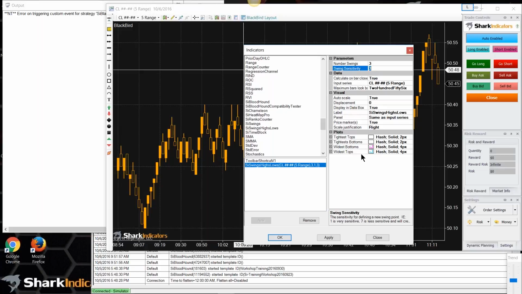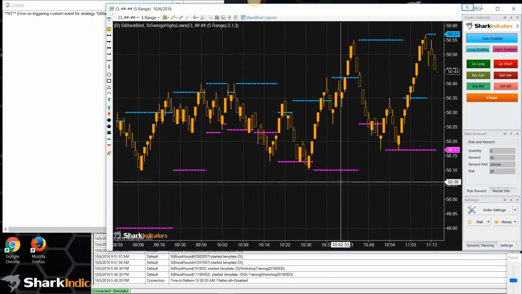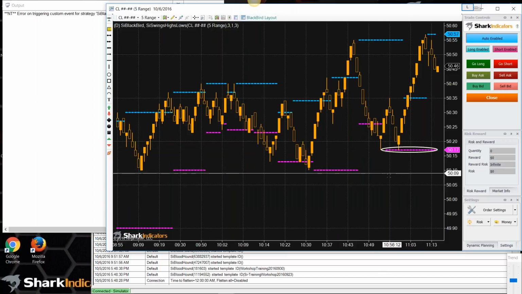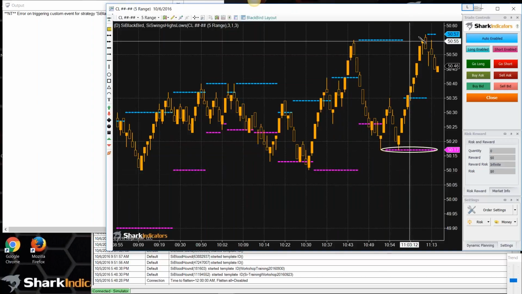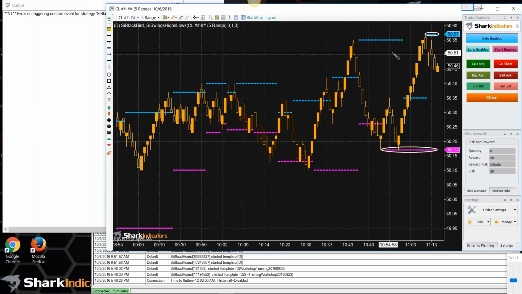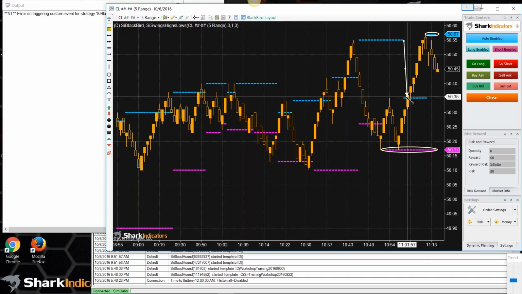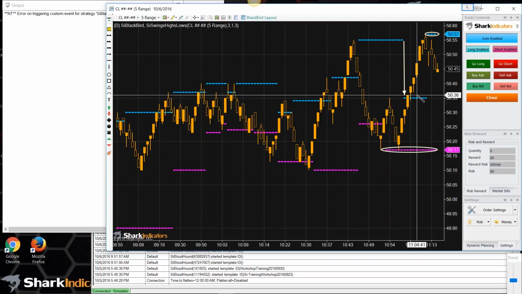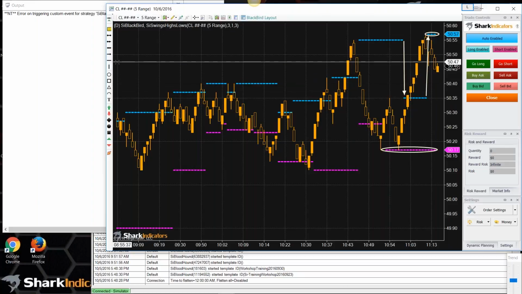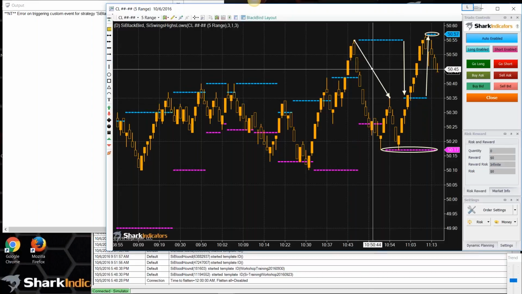So we'll just go with 3 and 3 for now. We'll take a look at what this indicator shows us. So right here is the last known lowest low. And here is the last known highest high. And you can see that the indicator is going from swing point to swing point like that. And the swing points that it's actually detecting are those.